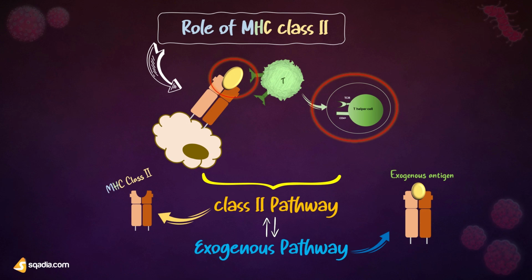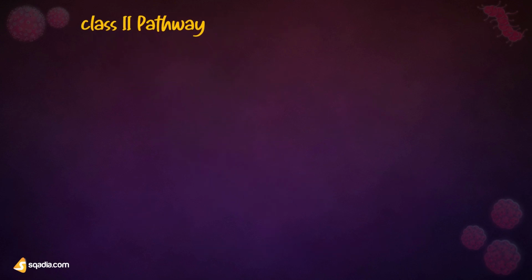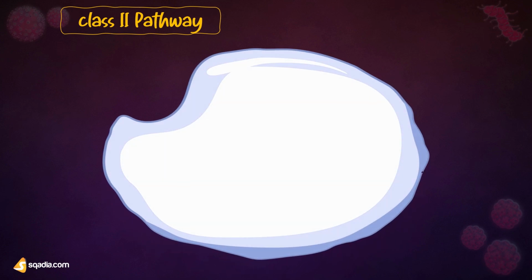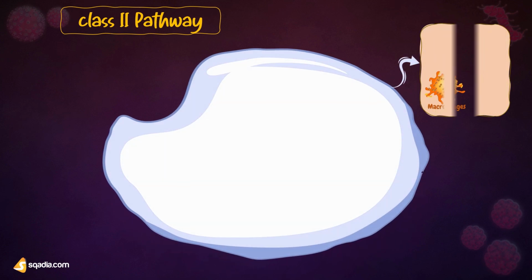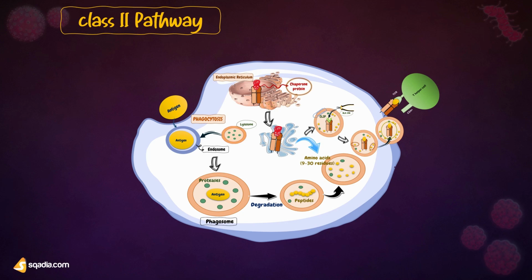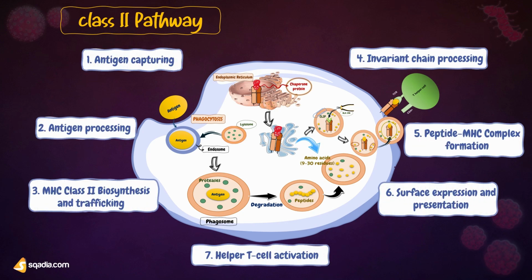This pathway allows specialized immune cells, such as macrophages, dendritic cells, and B cells, to capture, process, and present antigens derived from extracellular sources to helper T cells. Here we are going to learn the Class II pathway in a stepwise manner. So, in this pathway, the first step is antigen capturing.